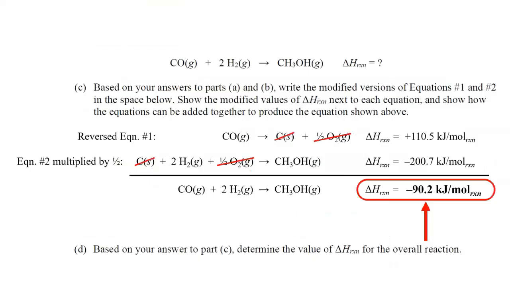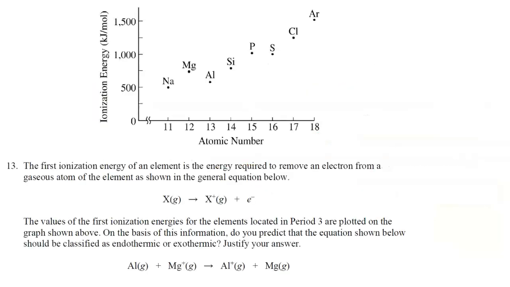So in part D, they're just simply saying, what is the value of delta H for the overall reaction? So we know when we added the two modified delta H values together, we get negative 90.2 kilojoules per mole of reaction. All right, there should be another Hess's law problem coming up.